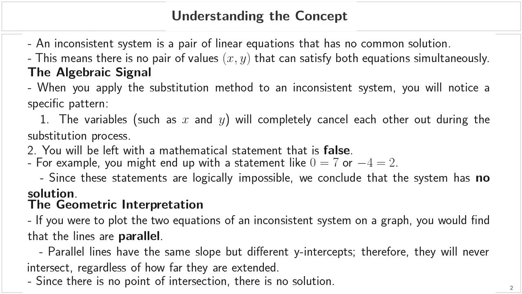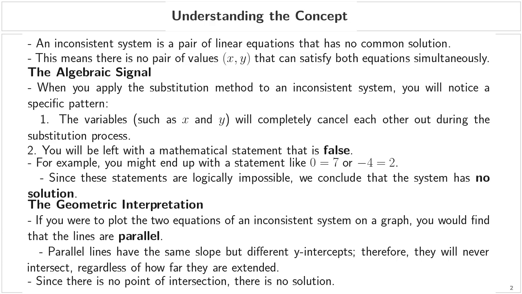But what does this look like if we step away from the algebra and look at a graph? This is our geometric interpretation. If you were to plot the two equations of an inconsistent system on a coordinate plane, you would find that the lines are parallel. Now, remember that parallel lines have the exact same slope, but they have different y-intercepts. Because they are running in the same direction but starting at different heights, they will never intersect, no matter how far you extend them. And since a solution is defined as a point of intersection, the lack of an intersection means there is no solution.